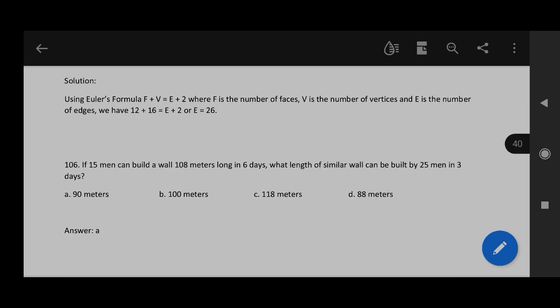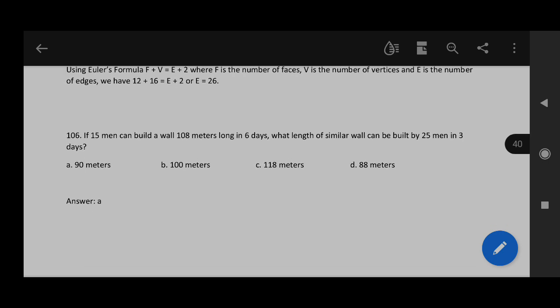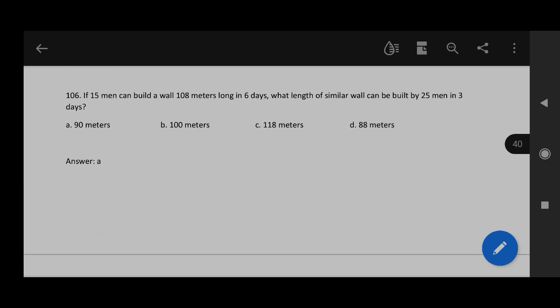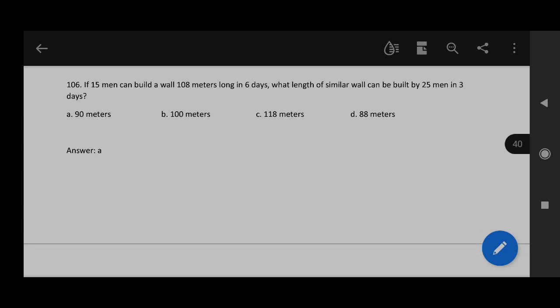So, next problem. Problem 106. If 15 men can build a wall 108 meters long in 6 days, what length of similar wall can be built by 25 men in 3 days? So, the answer there, guys, is letter A, 90 meters. So, Looksfam that, letter A, 90 meters. But how do we come up with the solution for this kind of problem?